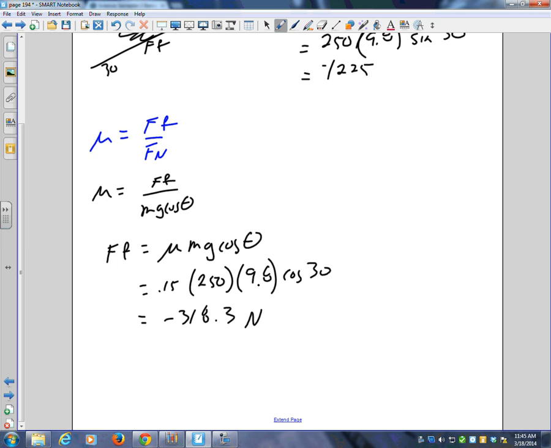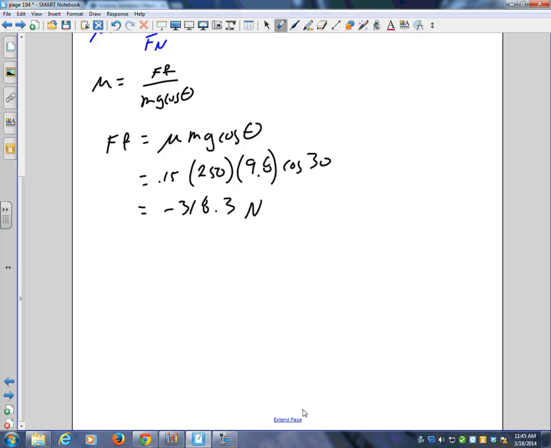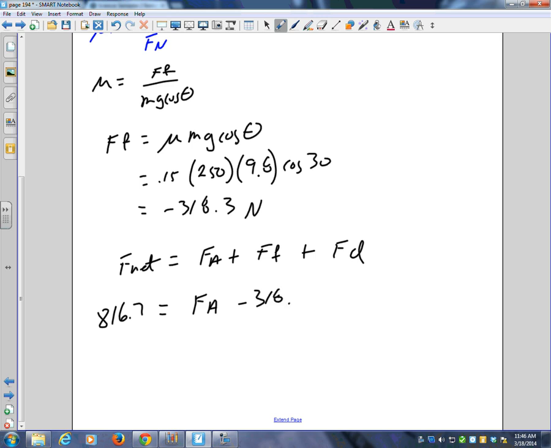Now it's a simple matter of going back to F net is my applied force plus my friction force plus my FD. The F net is still the same. He still needs the same acceleration. If that was 816.7, we're solving for the applied force. My friction force now is 318.3. My FD remains that same 1225. It's just different adding is all it is.